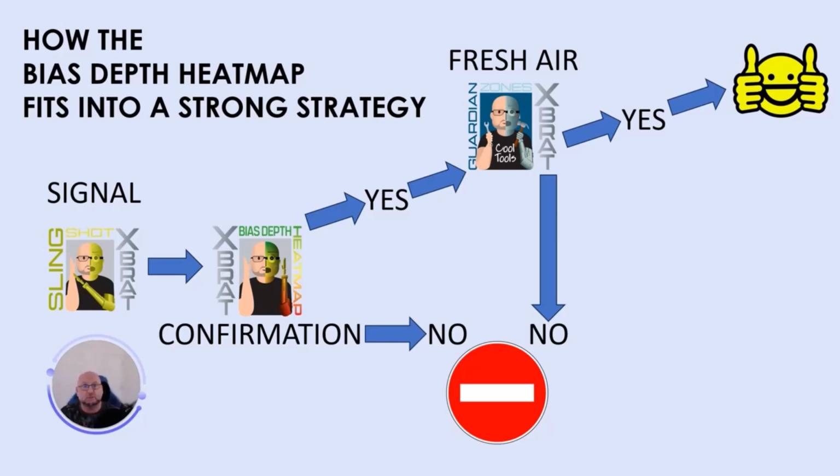It's all a simple flow: signal, confirmation, fresh air. If you don't get confirmation from the bias depth heat map, you do not trade. That's the simple rule. Be mechanical about this. They will appear. You just need to wait for the stars to align, and they will align. If you do get that confirmation, you need fresh air to trade into. You don't want to be shorting into support. If you've got support just below a signal that says short and you've got the confirmation, you simply don't take it. That's the rule. If you've got fresh air, then you take the trade.